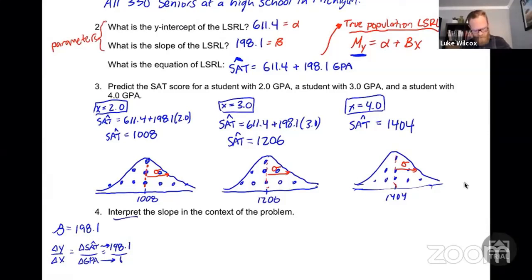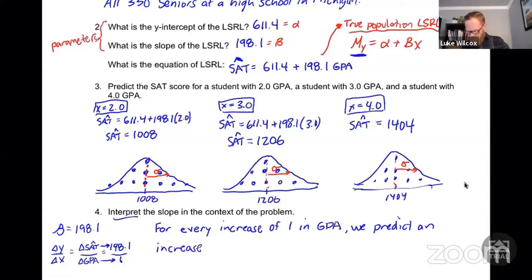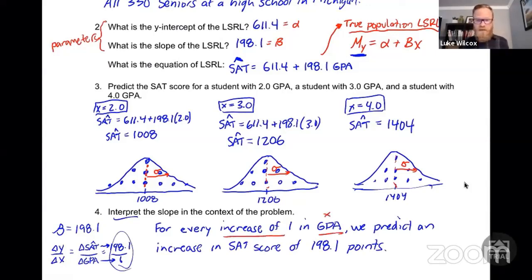Okay, so here's the interpretation. It's going to say, for every increase of 1 in the X value, which is GPA in this case, for every increase of 1 in GPA, we predict an increase in SAT score of 198.1 points. We've essentially just taken this here and turned it into words. Now, a couple of things you want to make sure that you include in your interpretation of the slope. You're always going to talk about an increase of 1 in whatever the X variable is. For us, that's GPA.